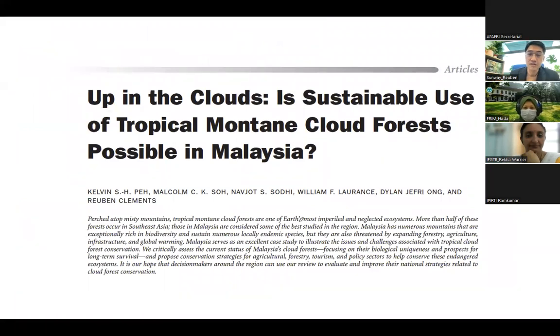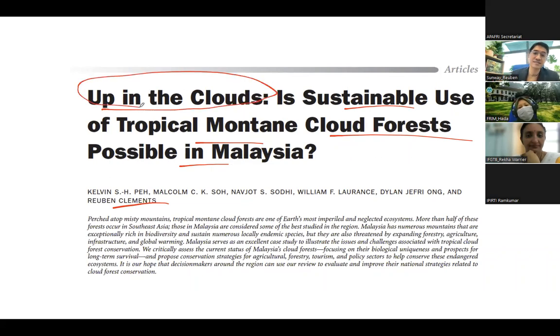But here's an example of a review paper that I wrote a long time ago on cloud forests. So, is sustainable use of tropical montane cloud forests possible in Malaysia? See, that one you notice this up in the clouds. So it's a very catchy term that we created in the title. It's something we want you to take note. Sometimes the title makes or breaks your paper. You need to come up with a catchy term, like a primer, just to get people's attention, and that also makes it easier to publish.